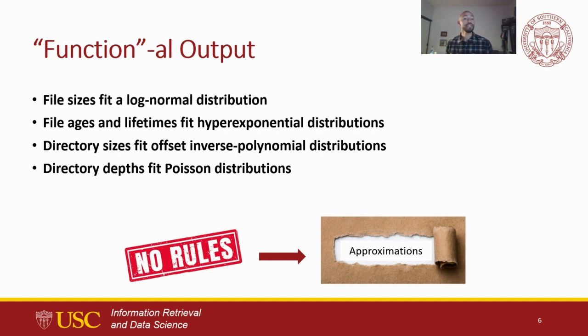Similarly, directory sizes fit inverse polynomial distributions, with very little difference in directory size distribution among different user job categories. Lastly, directory depth fits Poisson distributions. The researchers found that 15% of all directories are at depths of 8 levels or greater, which contrasts a previous study that published 5 levels of depth on average.